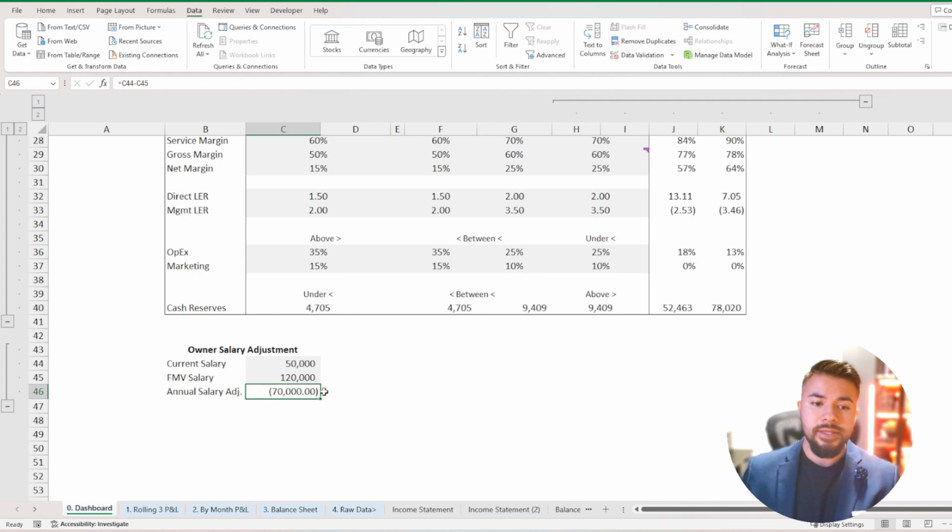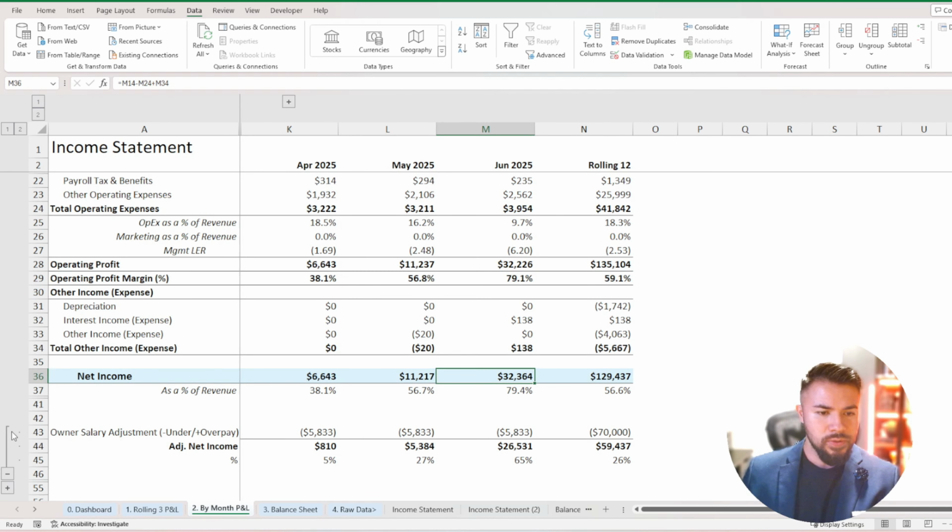And so when we make this adjustment of 70,000, what I do here at the bottom of the P&L, if I go back to the by month view, is you can see the adjustment per month. That's a $5,800 adjustment to the profit per month. So it brings us from 32,000 before to $26,000 in profit after, because we want to normalize your salary so we can look at it from an investor's perspective.